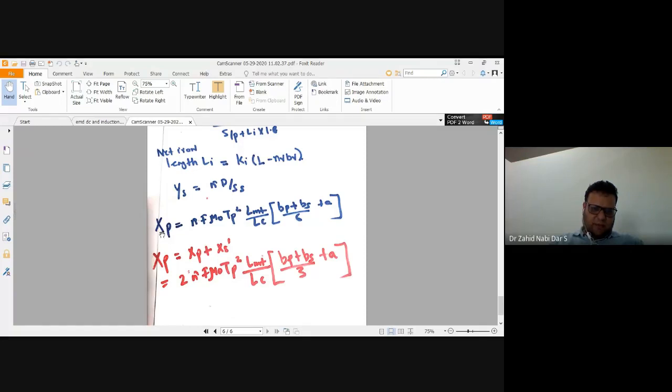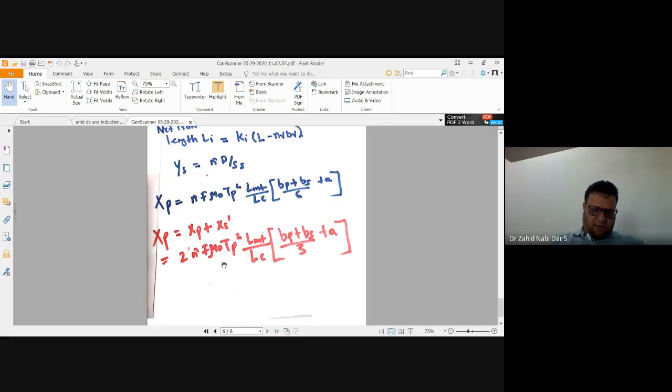Xp is equal to pi f mu naught Tp square Lmt Lc, bp plus bs by 6 plus a. So this is the original equation for this. So this is the formula for this. If you are writing, see, he has modified this. How has he modified this? He has done one thing in this: 2 pi f mu naught Tp square Lmt Lc, bp plus bs by 3 plus a. This is for double circuit. Okay, this is for single circuit.